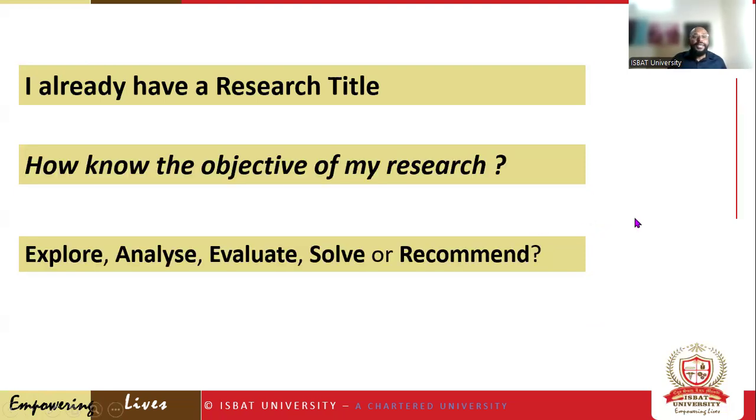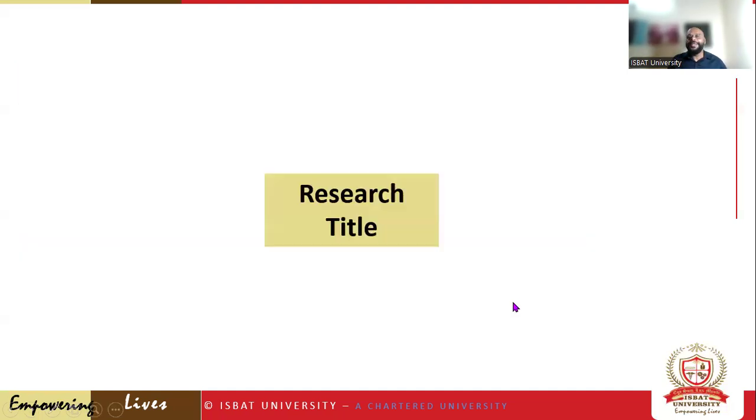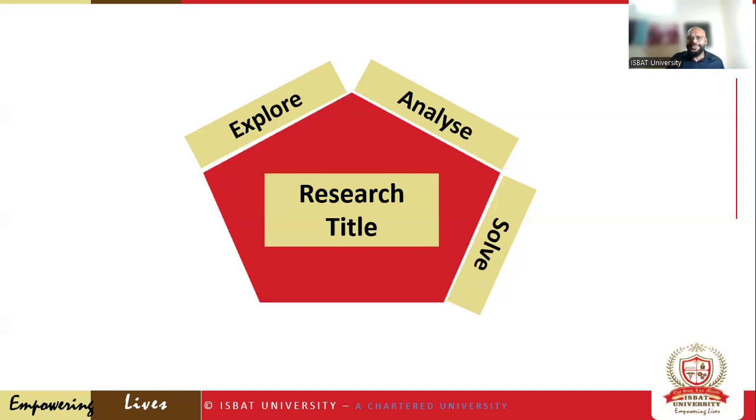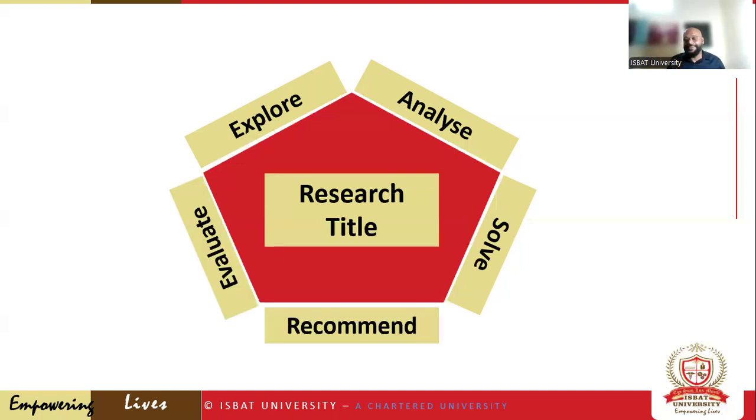If you don't know your objective, ask yourself: read your title, look at your research and see whether you are going to explore, analyze, evaluate, solve or recommend, or all together, or a few of them. Based on these five elements, you will be able to find the best way to set the objectives of your research. You have a research title, and from that title it has five dimensions. Is the title going to do an exploration, analysis, solution, recommendation or evaluation? To me, almost all PhD researchers will have almost all these elements. That's my experience.